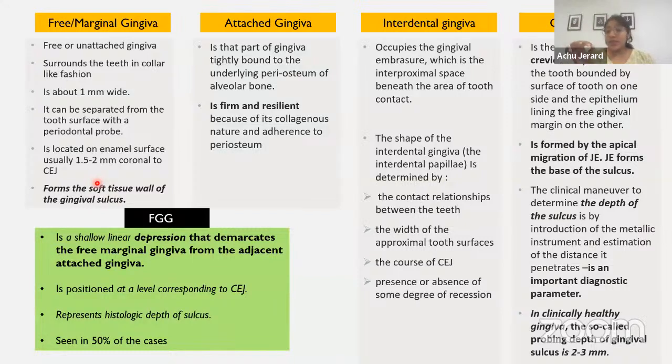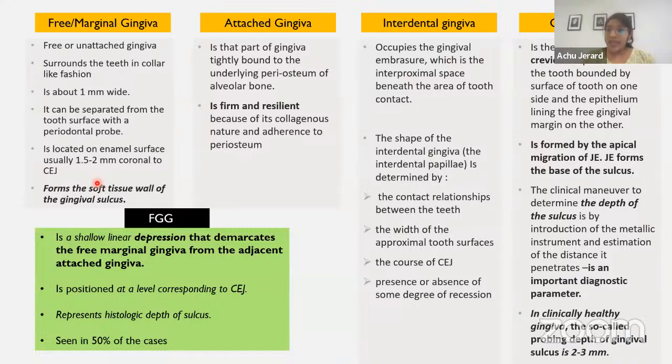And clinically, you can determine its depth by inserting a periodontal probe. Okay, that is a metallic calibrated probe. By inserting that periodontal probe and measuring the distance the probe penetrates, we can determine the depth of the sulcus. And the clinical significance is that when the depth goes beyond a certain measurement, we call it a pocket. We call it a diseased condition. So clinically, when we insert the probe with a force and take the measurement, it is called the clinical probing depth.